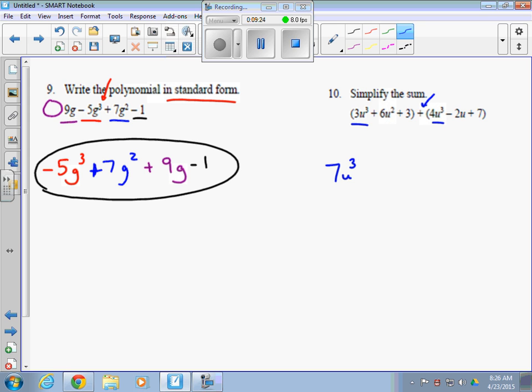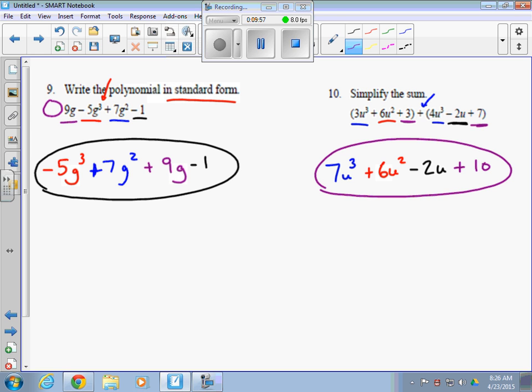Go to the next biggest degree, u^2, 6u^2. There is no u^2 in the second polynomial, so it's just simply positive 6u^2. The next one is u^1. There's only one. There isn't one in the first one, and it's a negative value, so you simply write it in as negative 2u. And then finally, you go to the ones that have no degree, 3 plus 7 to get a positive 10. And here you are when it's simplified.